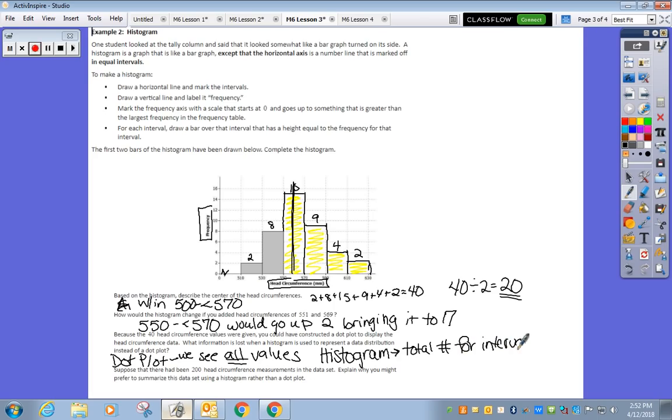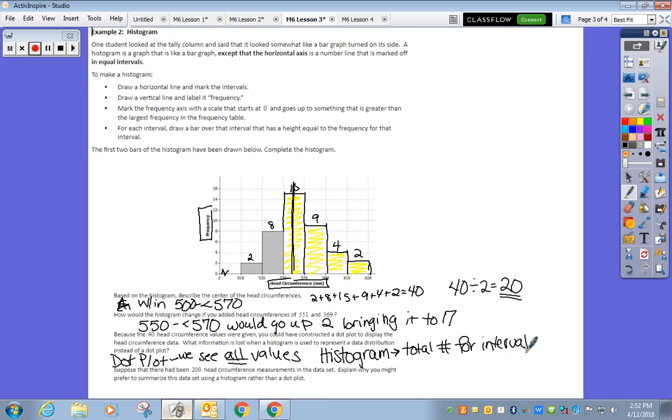So while dot plots are much more specific, there are times when a histogram is more effective. If you want to know the exact numbers, you would want to use a dot plot. This says, suppose that there had been 200 head circumference measurements in the data set. Explain why you might prefer to summarize this data using a histogram rather than a dot plot. And I'm hoping that you guys could all see at this point, who wants to make 200 dots? So when you have large numbers of data, you want to use a histogram.